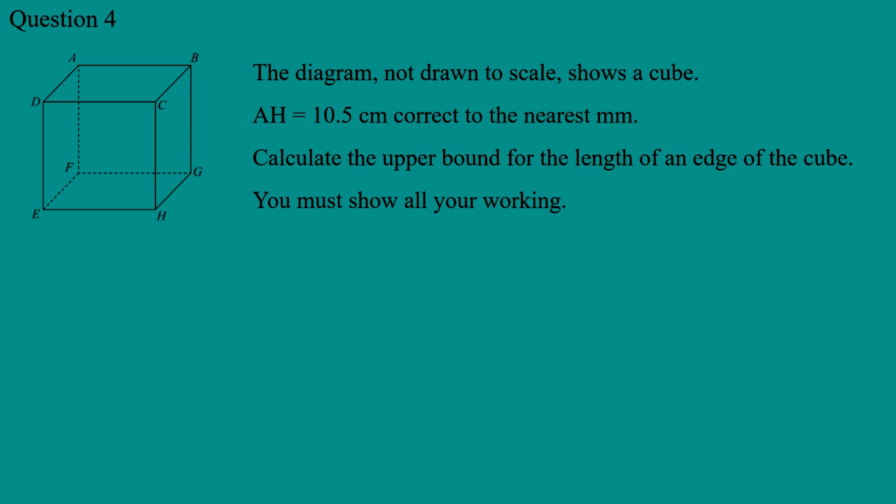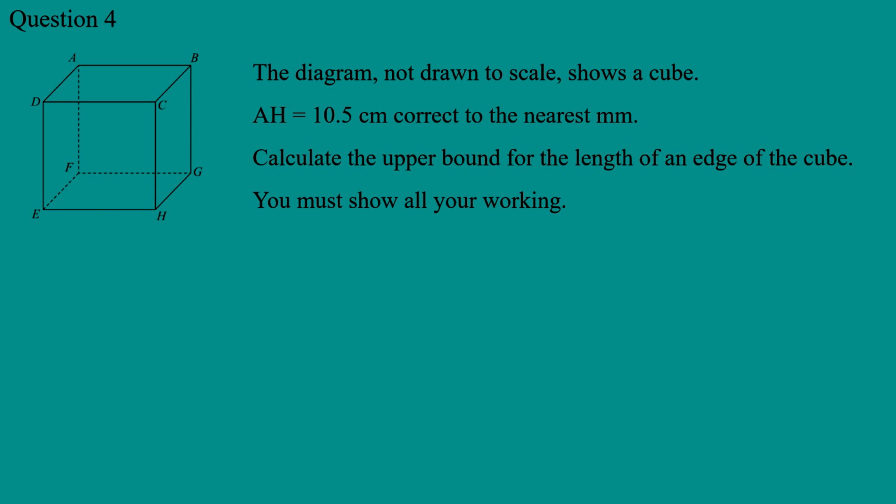You need to find the length of an edge in terms of the given length, AH. The easiest way to do this is to find AH in terms of the edge length and then rearrange the equation so that the edge length is the subject. I will take you through this step by step. First of all, let the length of an edge be A.